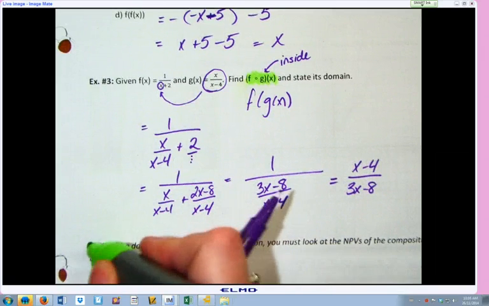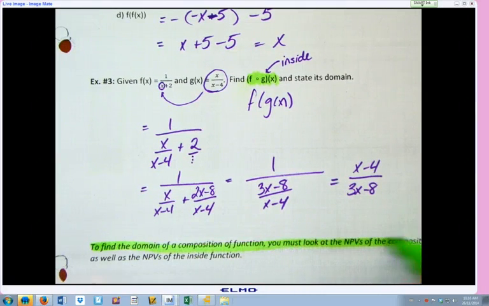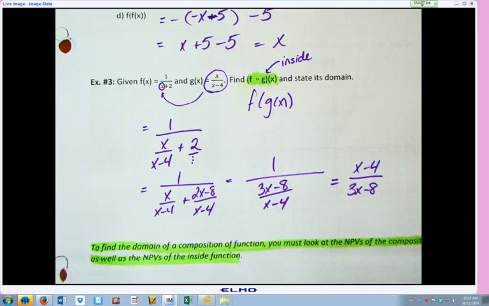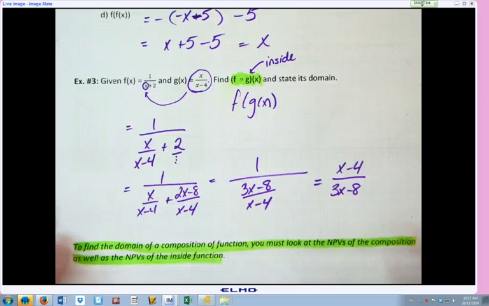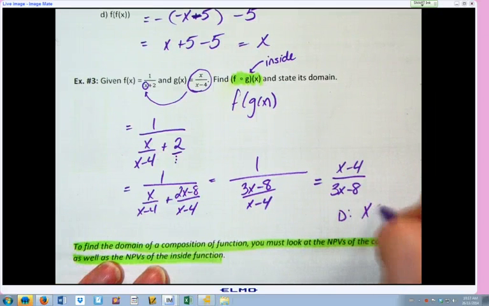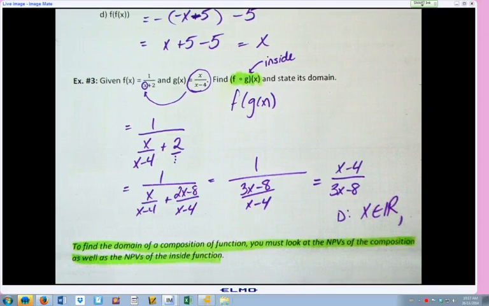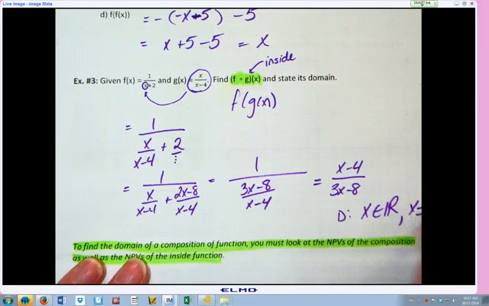Little note here, to find the domain of a composition of functions, you must look at the NPVs of the composition as well as the NPVs of the inside function. So to find the domain of a composition of functions, you have to look at the NPVs of the final and anything that was an inside function. So any general rational graph, the domain always starts with x ∈ R. But then we have to state what x cannot be.